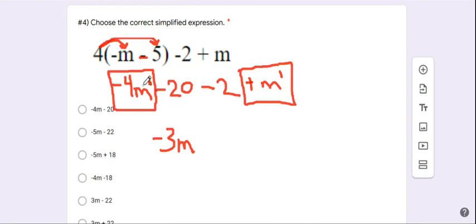After I combine my m to the first terms, next I want to combine my constants. So I have a constant negative 20. I'm going to put it in a circle. And I have a constant negative 2. I'm going to put it in a circle. These are constants because they have no variable.